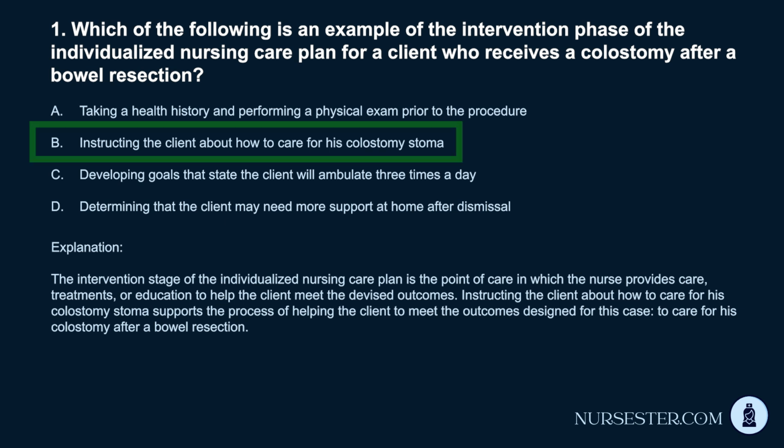Correct answer: B. Instructing the client about how to care for his colostomy stoma. The intervention stage of the individualized nursing care plan is the point of care in which the nurse provides care, treatments, or education to help the client meet the devised outcomes. Instructing the client about how to care for his colostomy stoma supports the process of helping the client to meet the outcomes designed for this case, to care for his colostomy after a bowel resection.